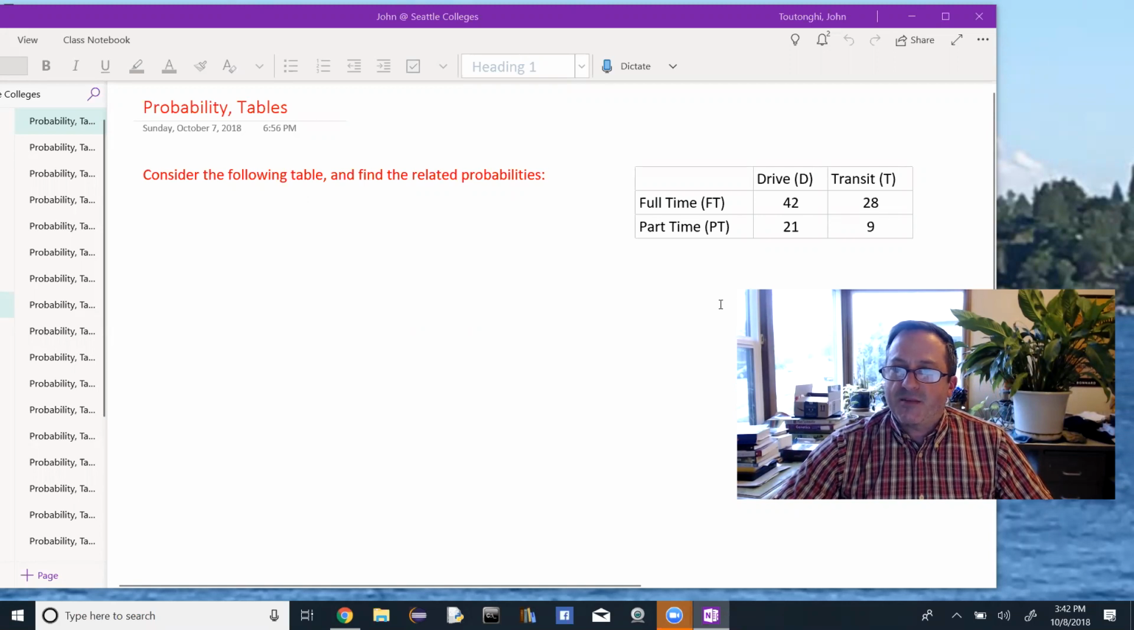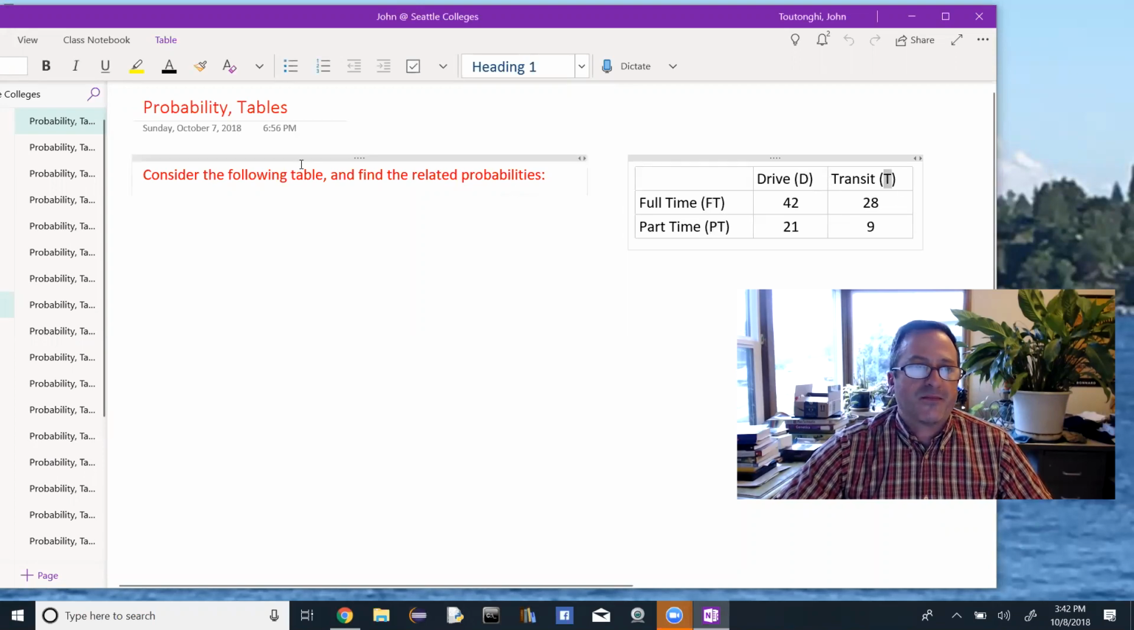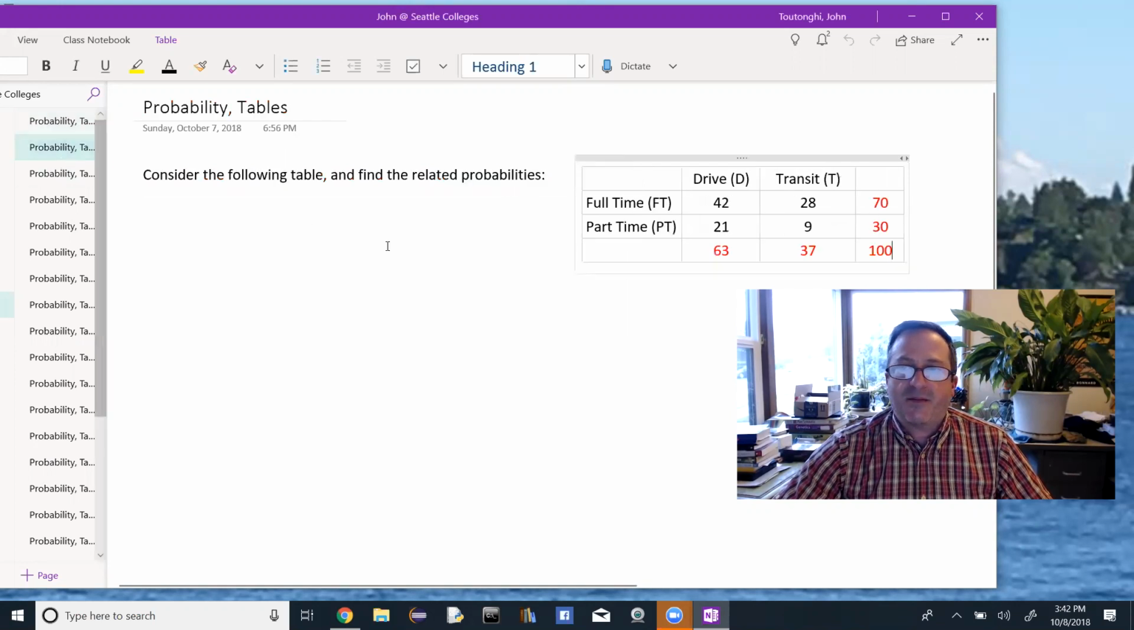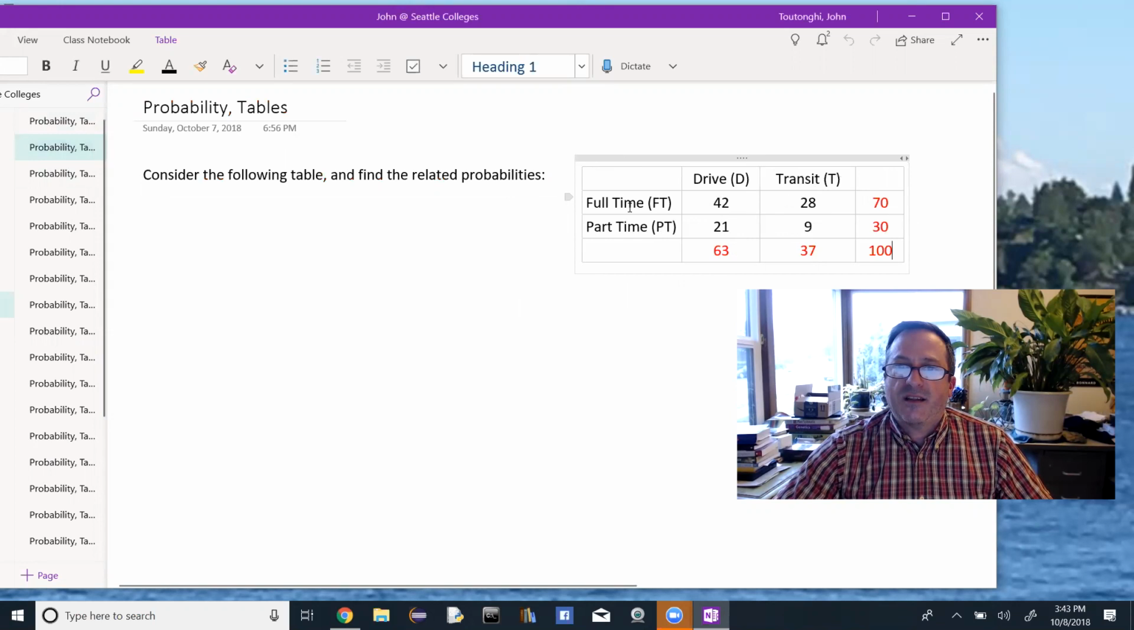So we have full-time and part-time students, and then we've separated them into who drives to school and who takes transit. I'm using FT for full-time, PT for part-time, D for drive, and T for transit. The first thing when you have a table is to extend your table to include the totals. So adding up the total amount of people who drive, 63, total amount of people who take transit, 37, the total part-time students, 30, the total full-time students, 70.